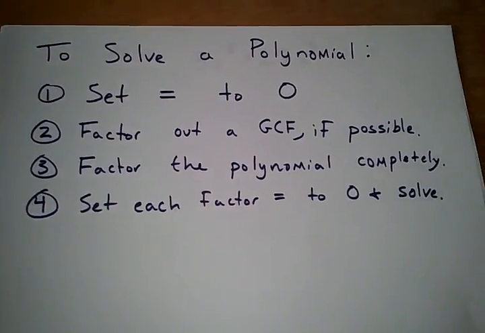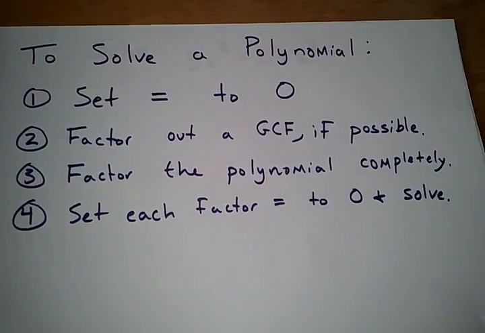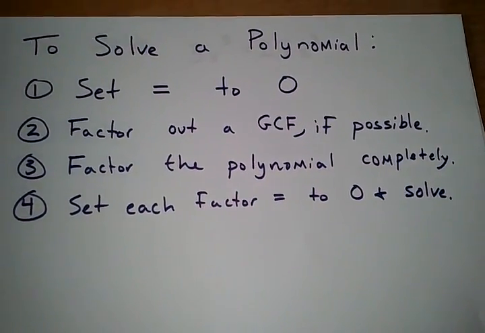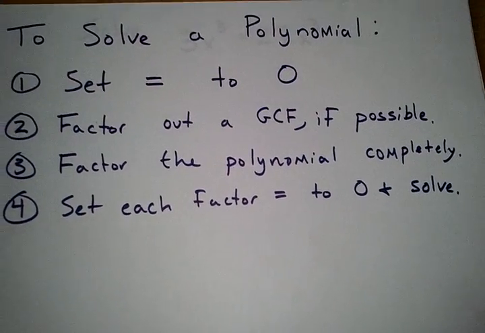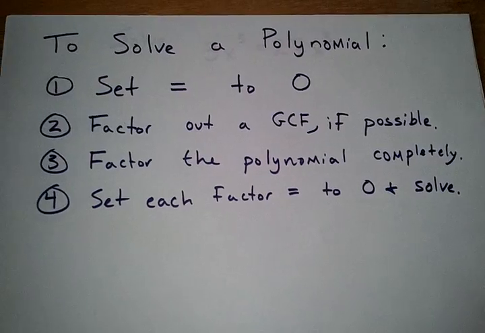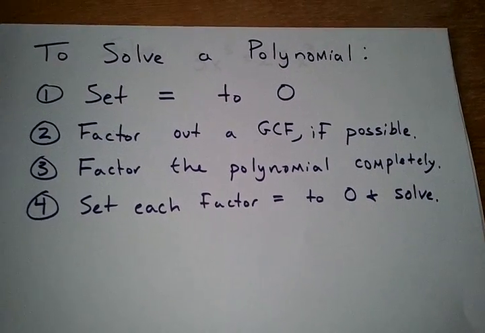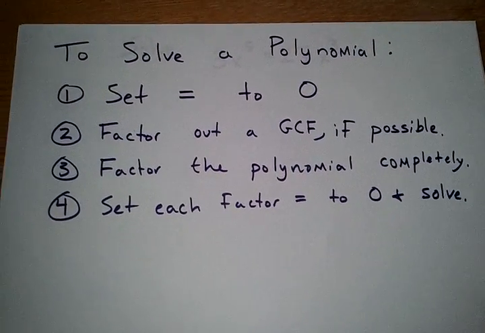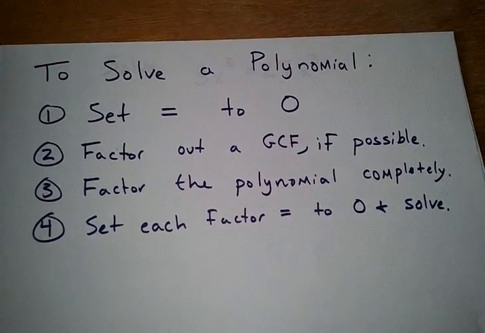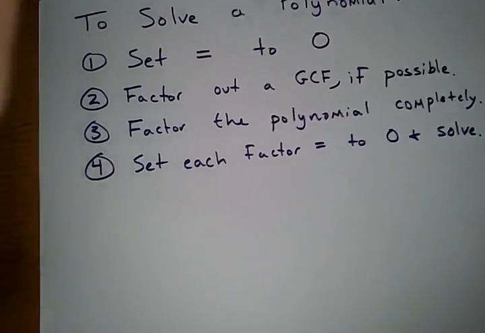property. For step 3, once we take out the GCF, what we're looking for, difference of squares, trinomials that factor, maybe we'll factor by grouping, a lot of different ways that we can factor a polynomial completely. For step 4, once we have the individual factors written out, we'll set each of those equal to 0 and solve them to get our final solutions. So here's an example of a couple of them.